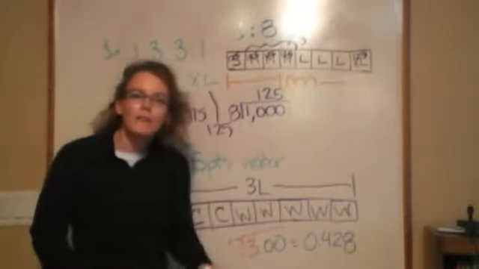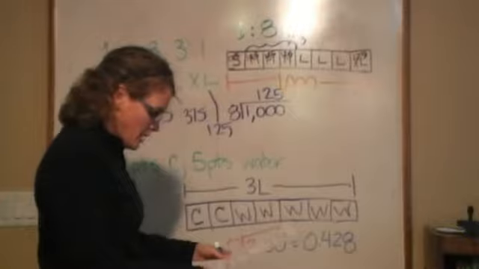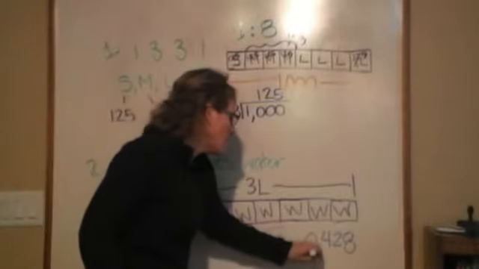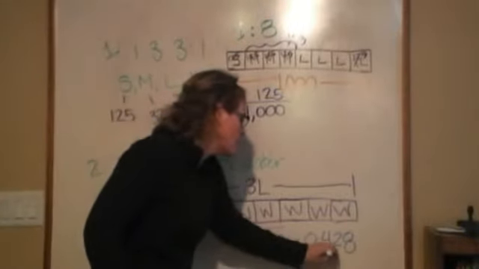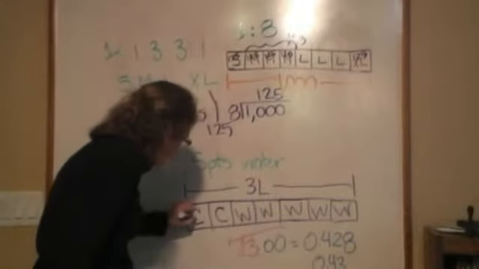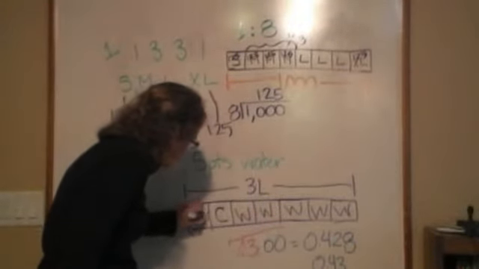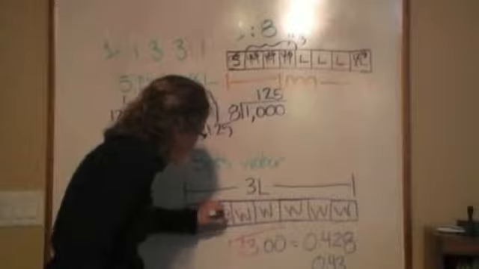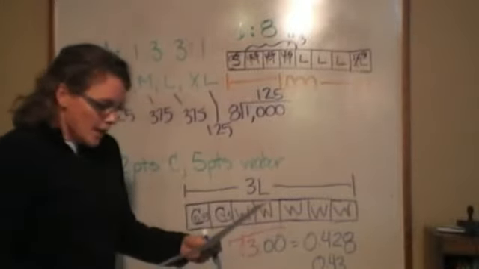0.428. So she didn't make it very easy and nice for us, but that's okay. We can handle it. We're going to say that's about 0.43. So in each of these boxes is 0.43, 0.43, etc., etc.